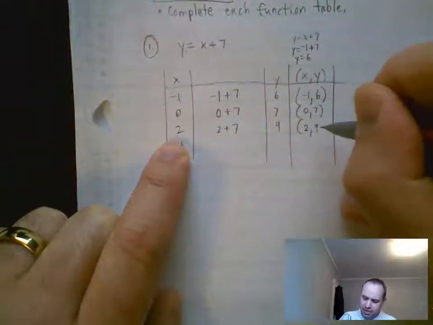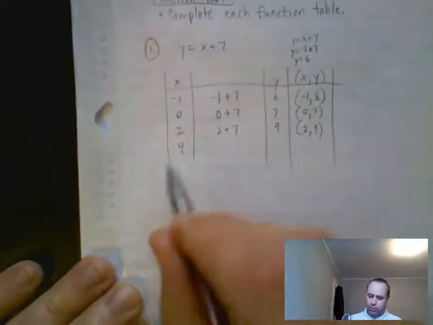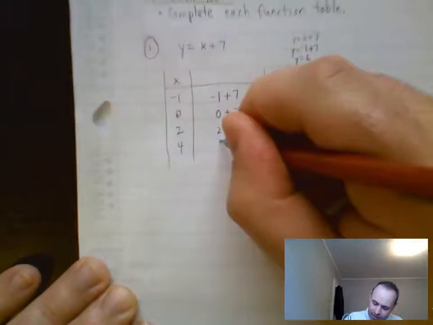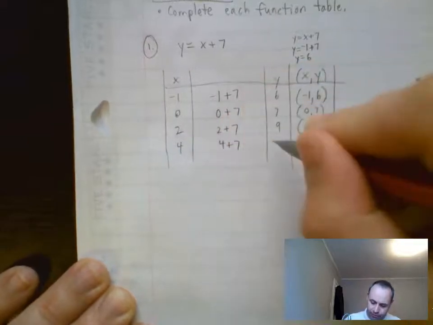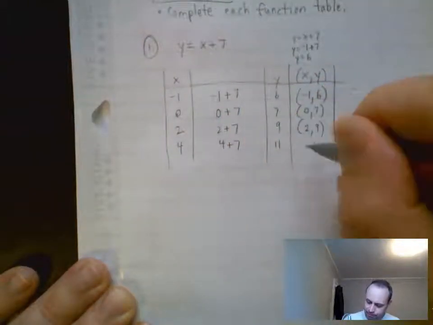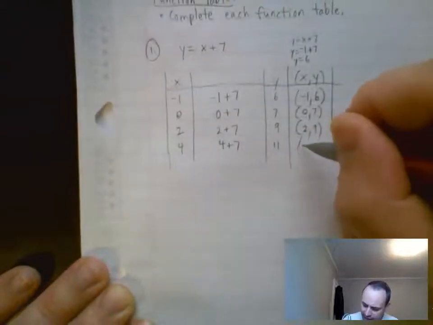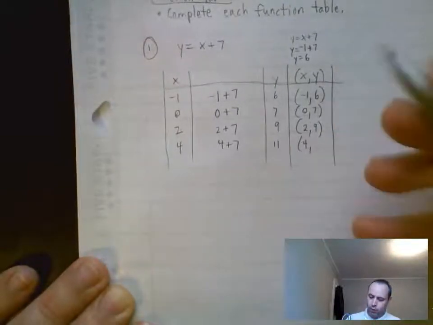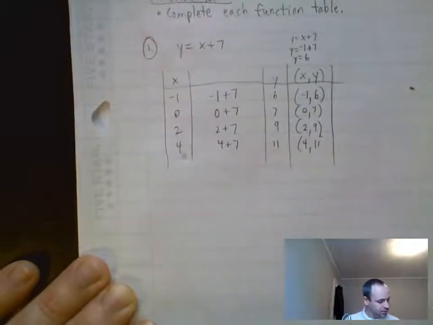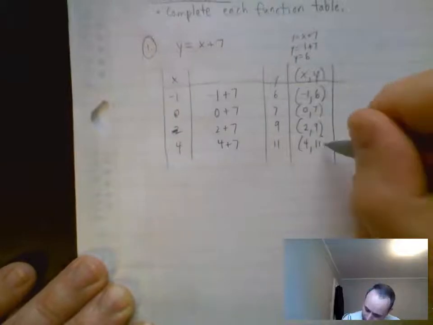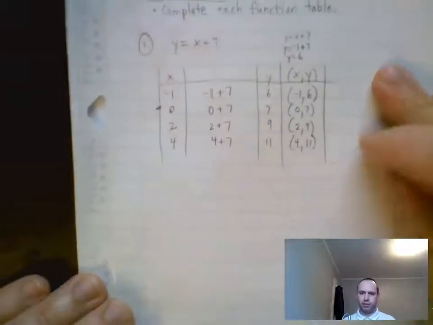And our y value is a 9. Okay, the last one, we'll take our 4, plug it in. So 4 plus 7. 4 plus 7 is 11. So our x value is a 4. Our y value is an 11. All right, and that's what they're looking for.